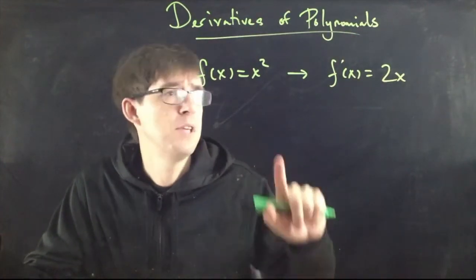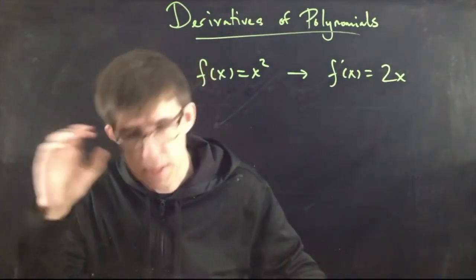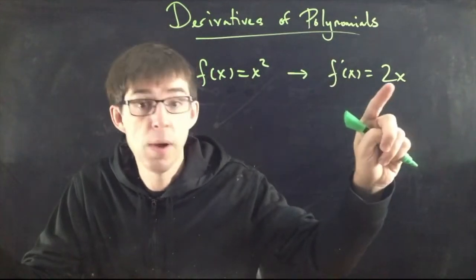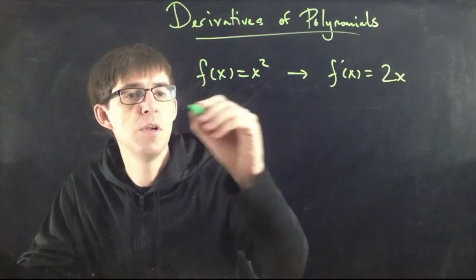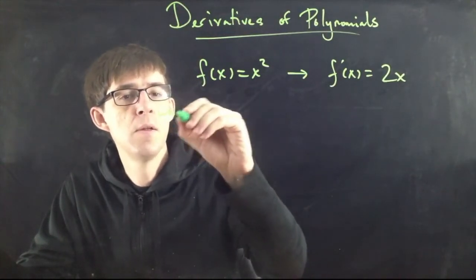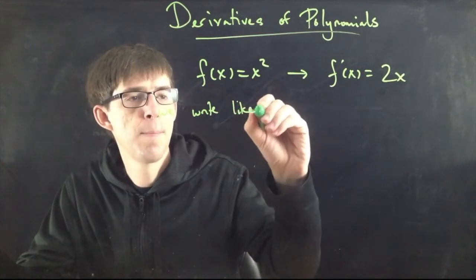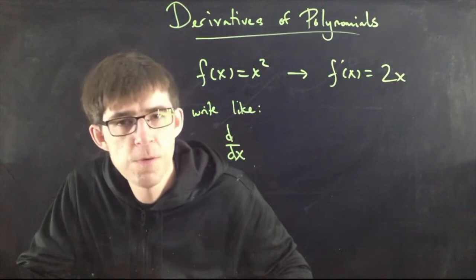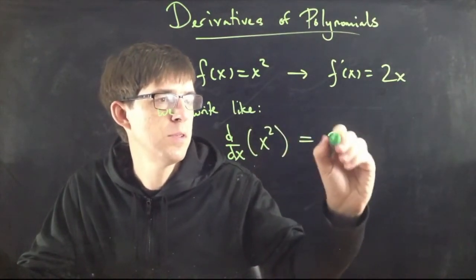First off, a little notation. It's a little cumbersome to write this in sort of two steps like this. What I'm saying is the derivative of x squared is 2x. If you think of the derivative like an operation, there's actually a way to write this. So here's another way of writing it. We write it like this: d over dx of x squared equals 2x.